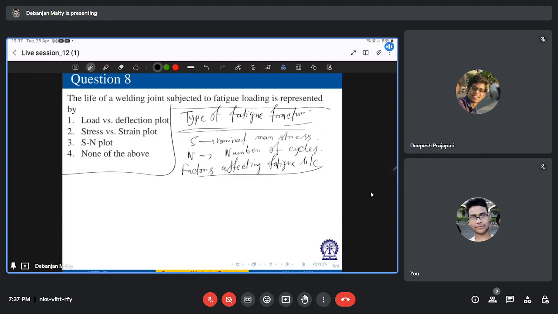Factors affecting fatigue life. You have material properties. Then you can have joint configuration. What else? Then you can have stress ratio, the stress triaxiality. Then you have residual stresses, right? Those things are there. Some loading conditions also, right?